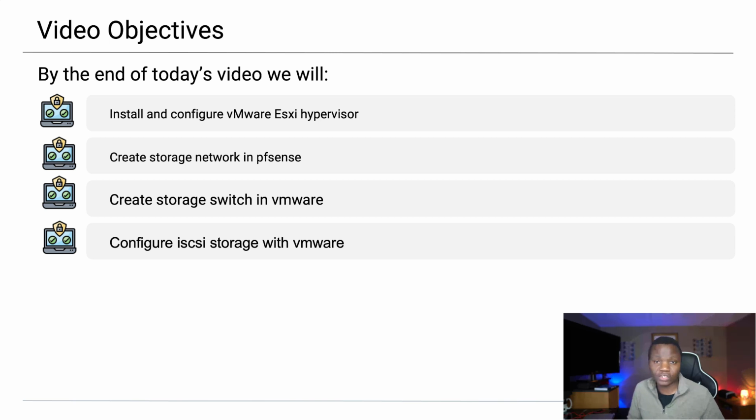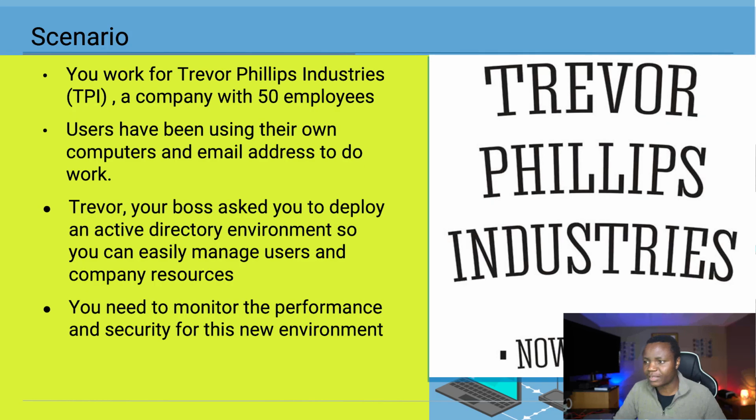which is going to be our main hypervisor for the lab, where we'll be virtualizing everything. You're going to create a storage network in pfSense, because we need a separate storage network from our main network in the lab. Then we're going to create storage in VMware vSwitches. Then we also configure iSCSI storage. So this is going to be the core part of our lab where we'll be learning how to do these things.